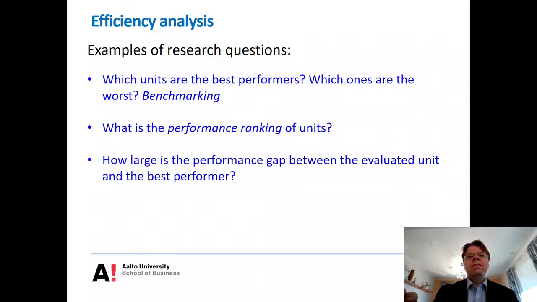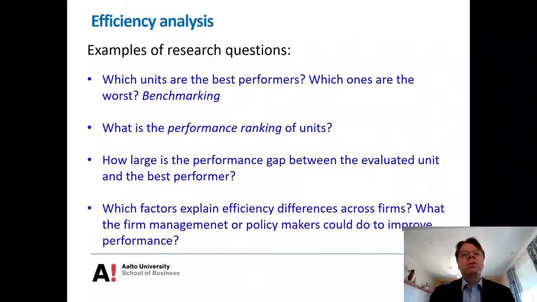And finally, having identified some kind of quantitative measures for the performance gap, maybe the most important from a managerial and policy perspective is which factors actually can explain these efficiency differences across units, such as firms or other units. What kind of management practices or policies could help to improve performance?